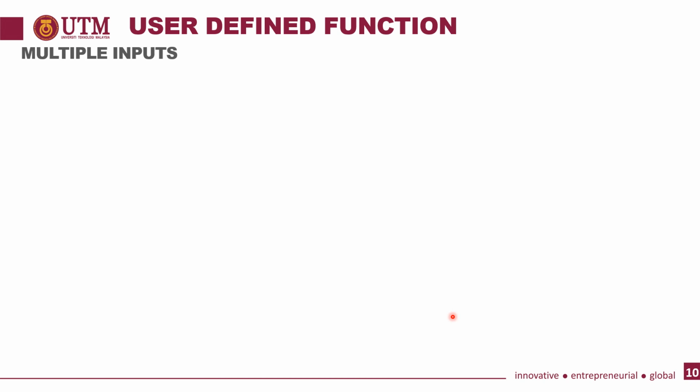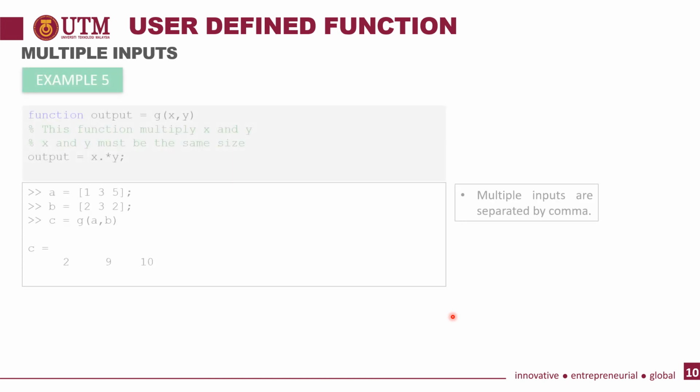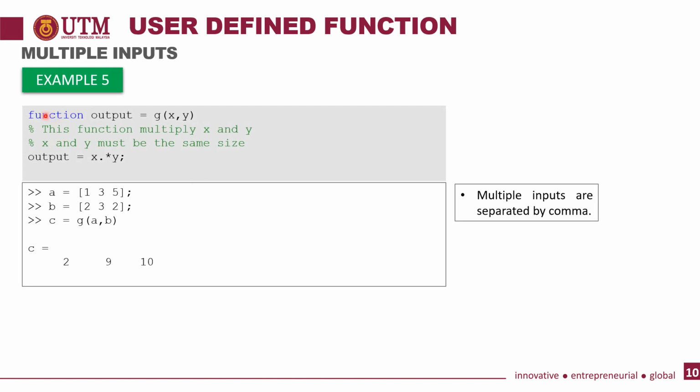Next, we will take a look at multiple inputs. What if your function has multiple inputs? What should you do? Previously we learned about a function with a single input and single output. Now we will learn about a function with multiple inputs.